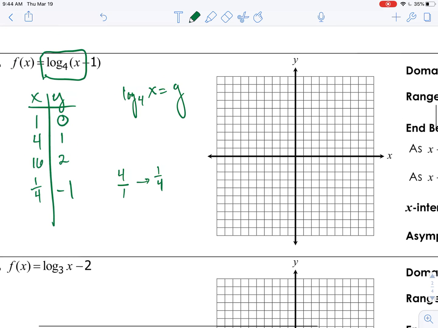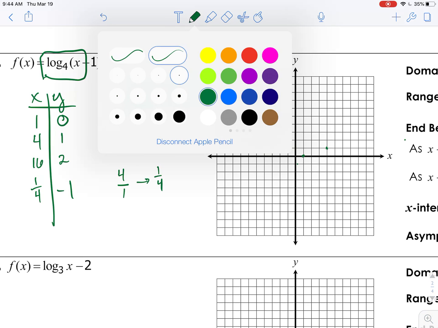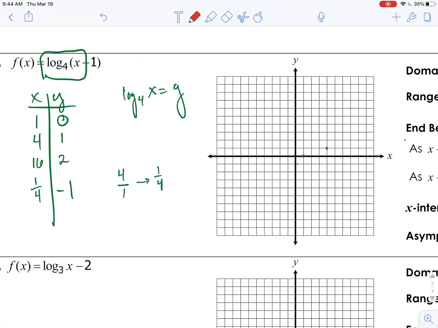Just 1. So let's graph this. Let's make some very small dots here. So 1, 0. 2, 3, 4, 1. 16, 2 would be like way out here. And then 1/4 is negative 1. Now let's shift all of these.